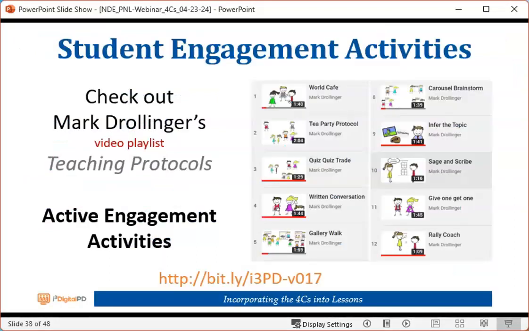So also, another way that I like it, because remember, if we think about that release to the students, it's 1 to 4. So if you haven't seen Mark Dollinger's playlist of teaching protocols, this is where I got Quiz Trade. Absolutely love it. The other one I love is coaching. It's called the Rally Coach. Absolutely love that one as well.